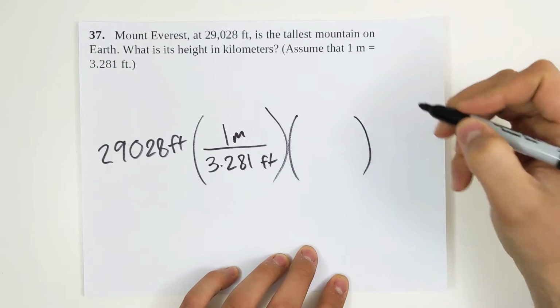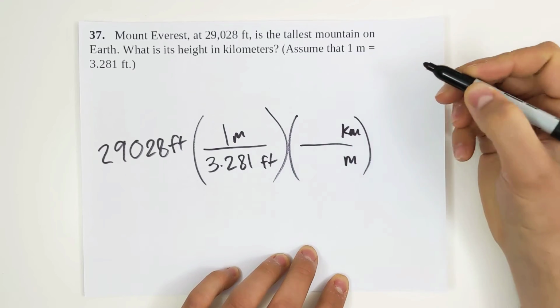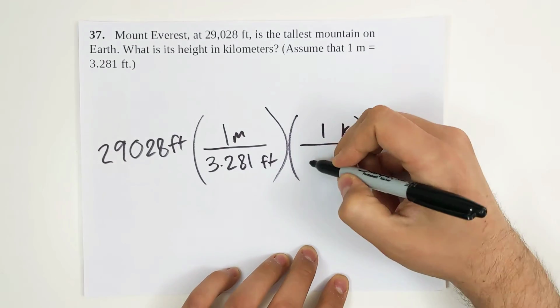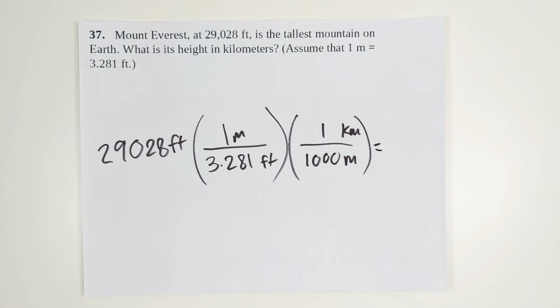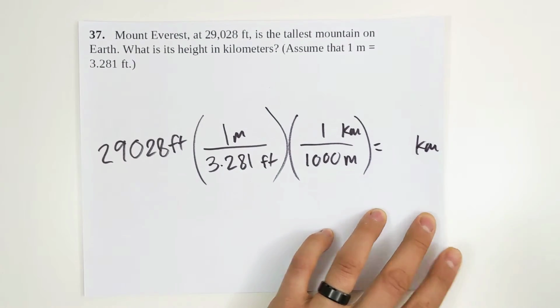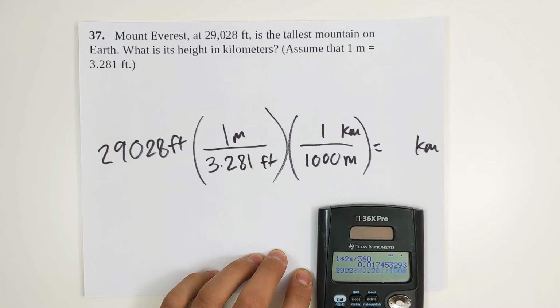Great, but we want kilometers. You know kilometers to meters. Kilo, you've got meters down here, kilometers up here. 1 kilo means 1,000. Done. Well, I mean, it'll be done as soon as I put it in my calculator. All right, 29,028 divided by 3.281 divided by 1,000.